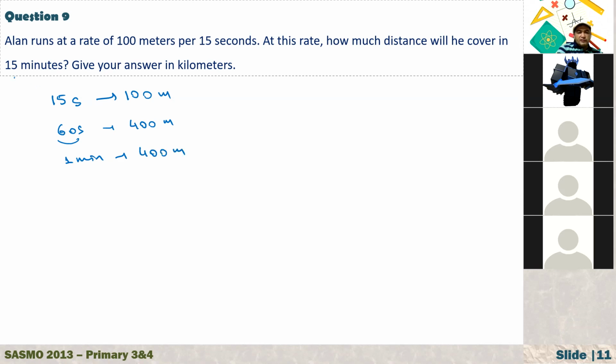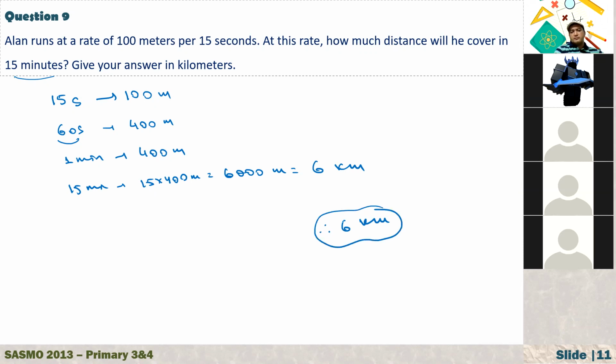The question is in 15 minutes. So multiply by 15, since 15 times 1 minute is 15 minutes. 15 times 400 is equal to 6,000 meters. And 1,000 meters is equal to 1 kilometer. So that's equal to 6 kilometers. The answer I got is 6, but I just divided 100 by 15. I got 6. What was your answer?